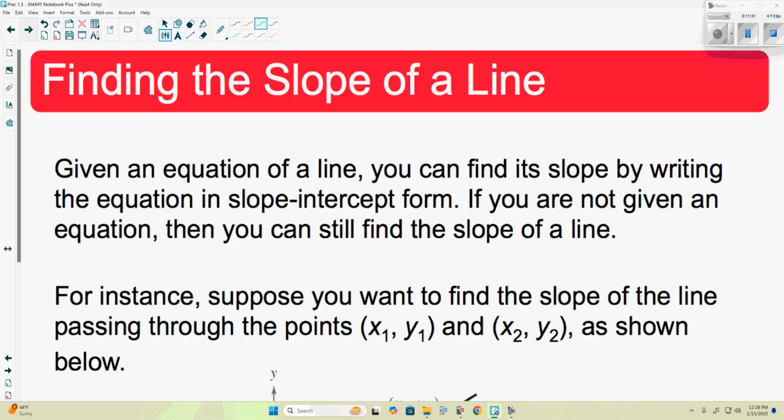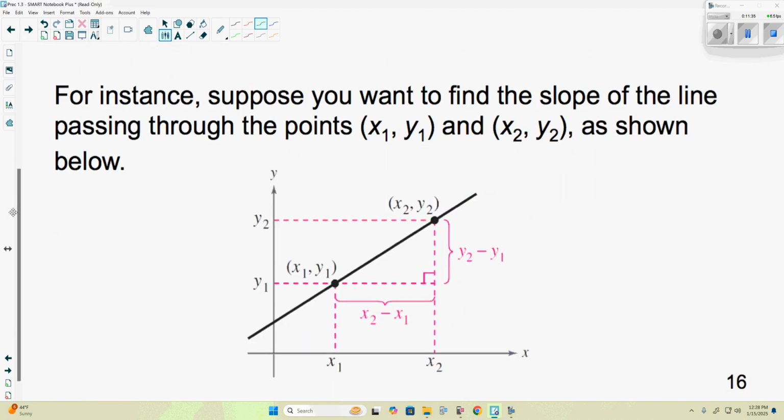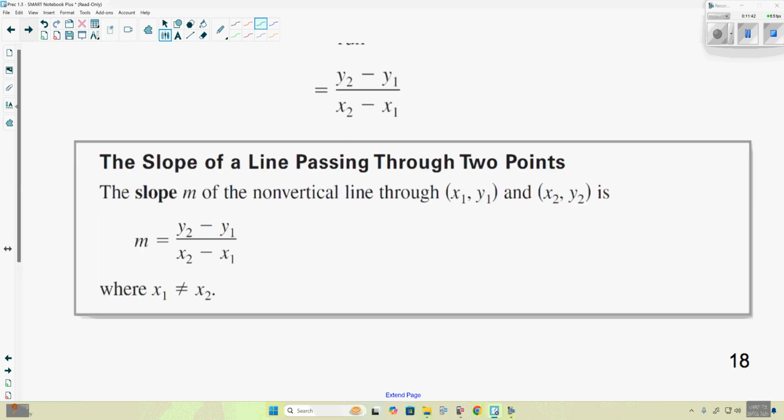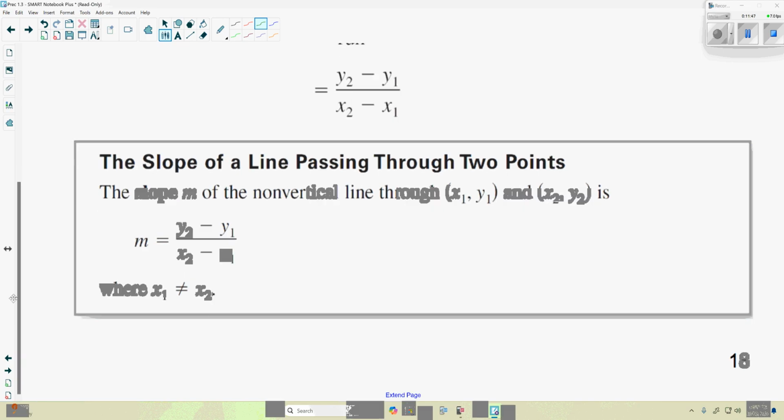That's it. Okay, finding the slope. Given an equation, we can find the slope from 2 points. Thus, changing y over changing x. Slope is equal to change in y over change in x, rise over run. m is equal to y2 minus y1 over x2 minus x1, as long as x2 is not equal to x1. Essentially, it's saying as long as the slope is not vertical, it's not undefined.